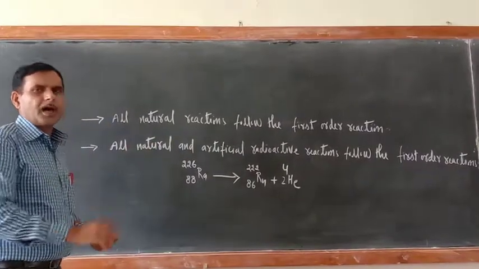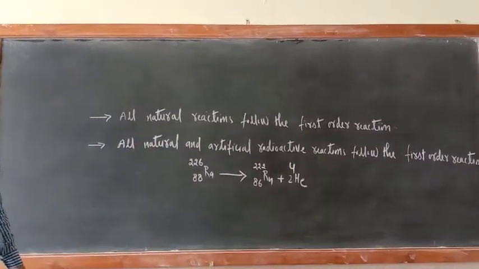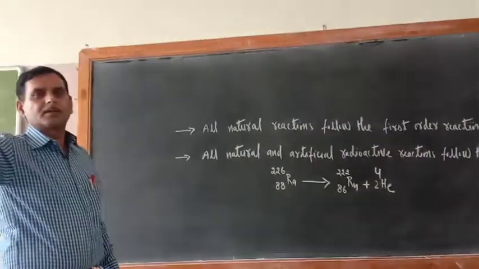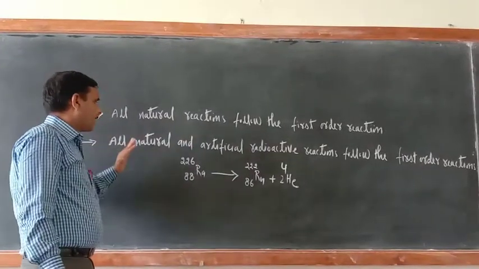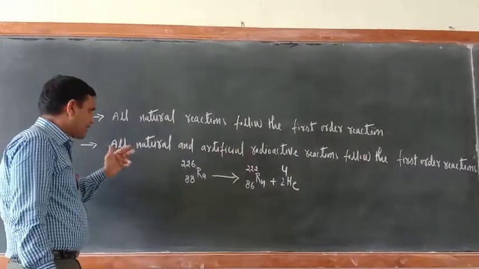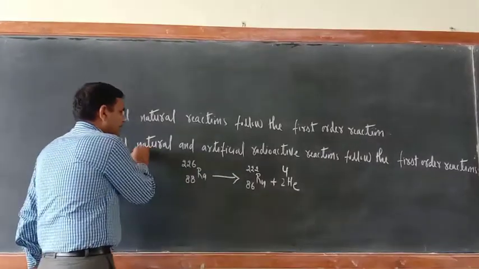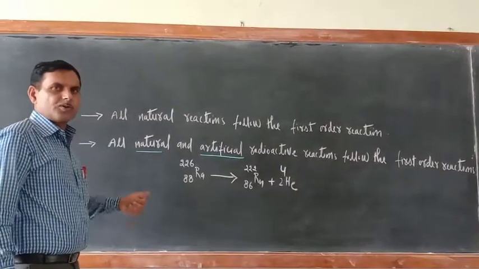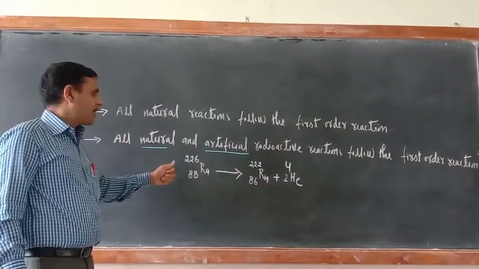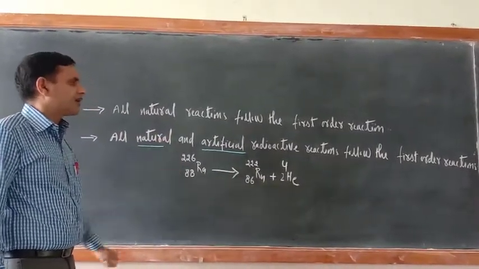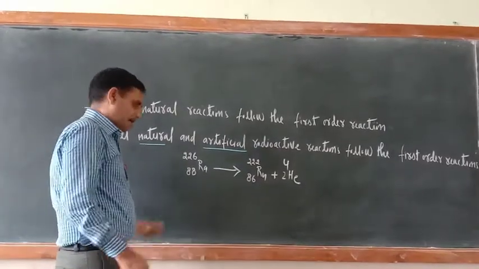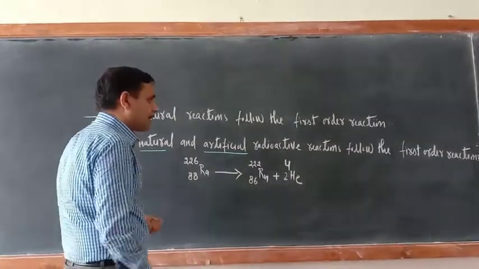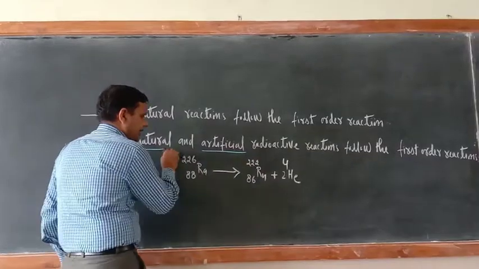So you know, in our nature there are so many natural and artificial radioactive reactions. So these artificial or natural radioactive reactions also follow the first order reactions only, the first order integrated rate equation.